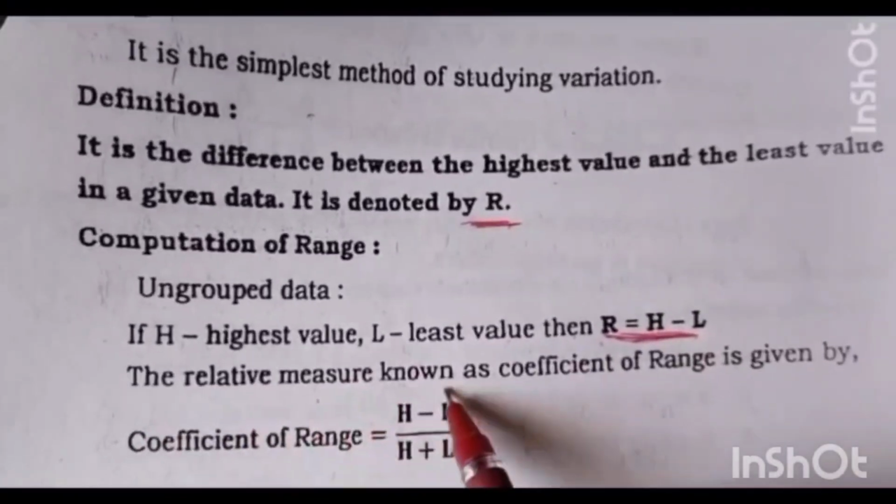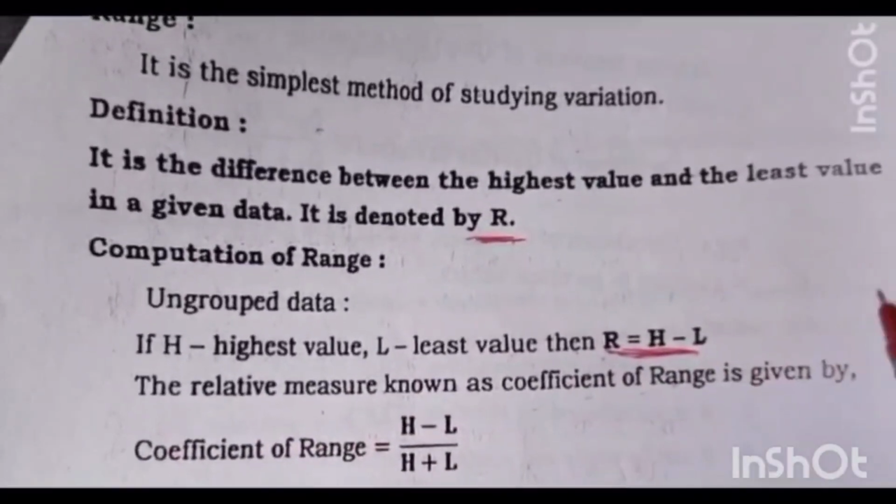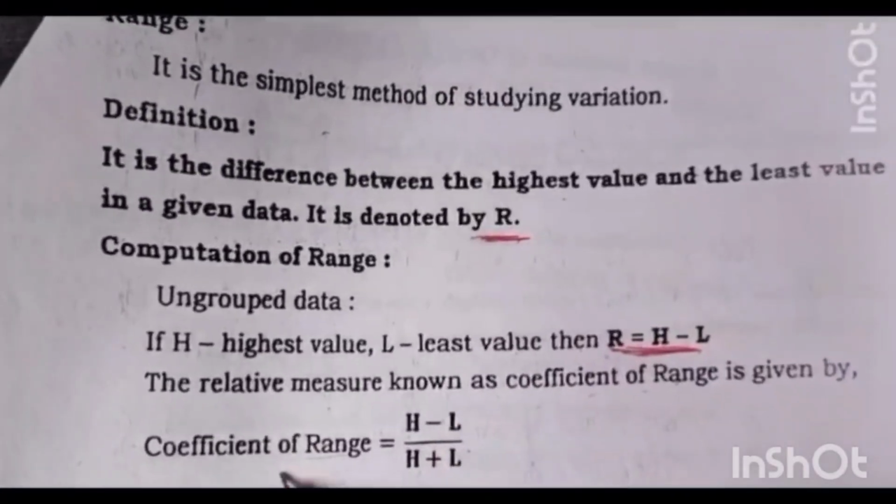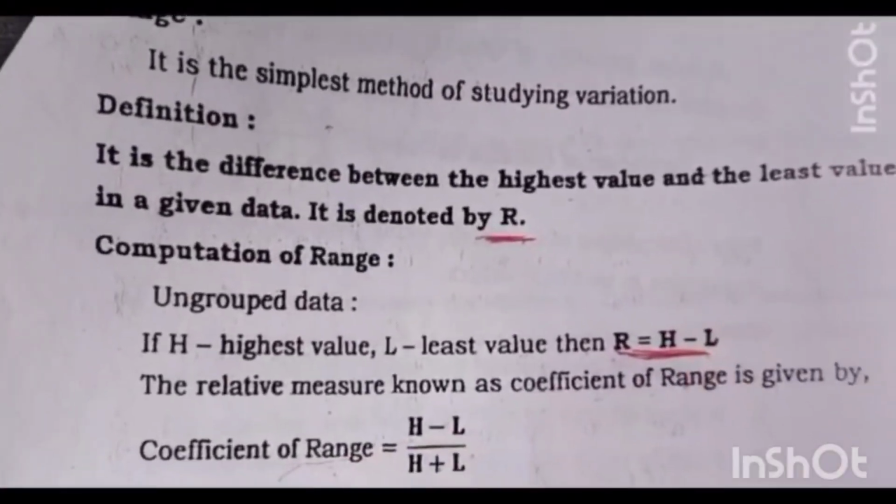The relative measure known as coefficient of range is given by (H minus L) divided by (H plus L). This is the coefficient of range formula.